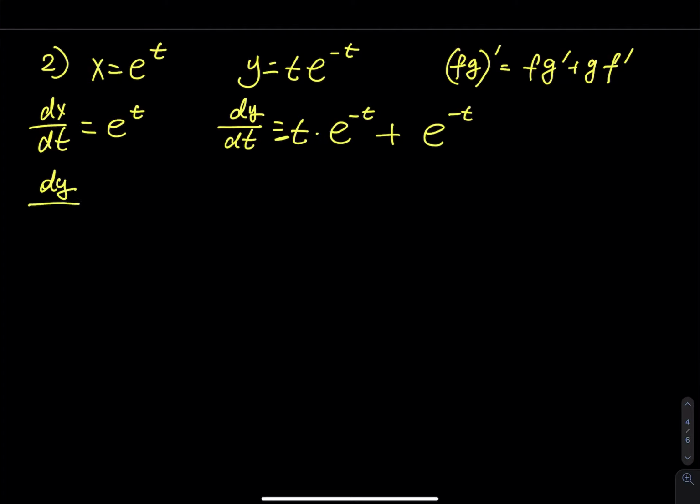And then the dy/dx, which is the derivative of y with respect to t, I keep making this mistake, dy over dx, and then dx with respect to t.